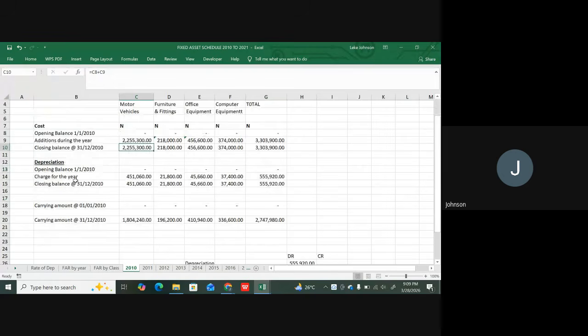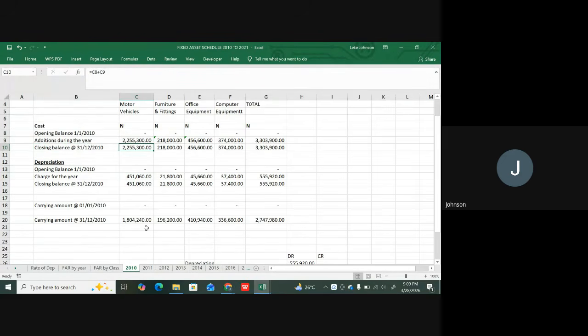So for our depreciation also, our opening balance, then our charge for the year. Our charge for the year is always gotten based on the closing balance for cost, not just the charge for the year. Let's take note of that. So it's going to be based on the cost.